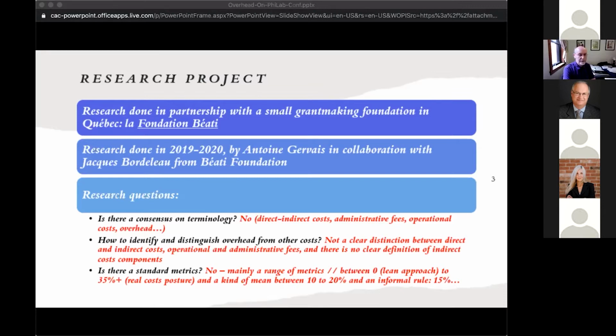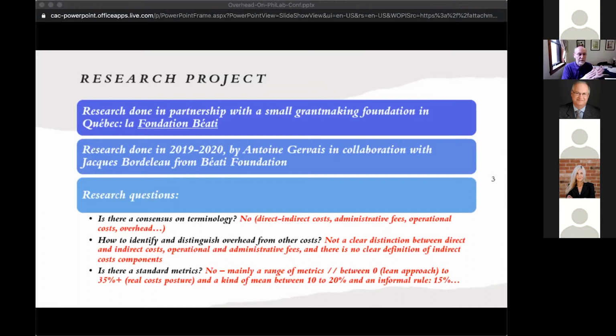So the first one is the question around terminology. Is there a kind of standard terminology around the overheads? And the answer is no. There's a diversity of terms that are used: direct, indirect cost, administrative fee, operational cost, overhead. And between those notions, there's overlap, and sometimes there's not. So they have some type of specific elements of definition around specific words.